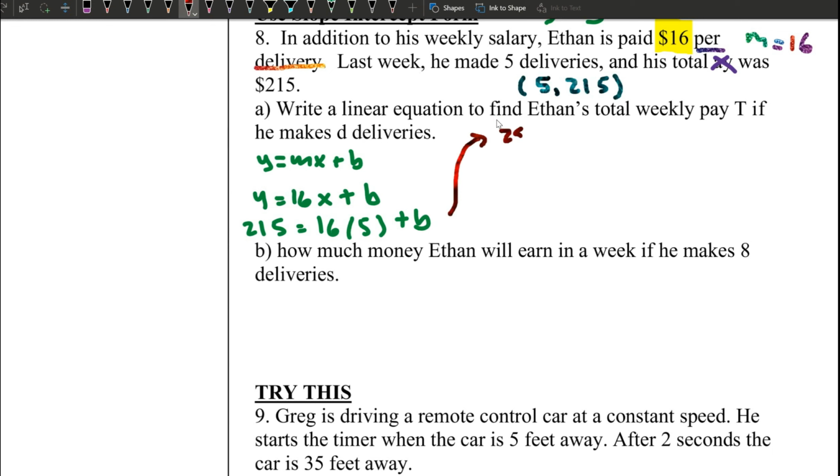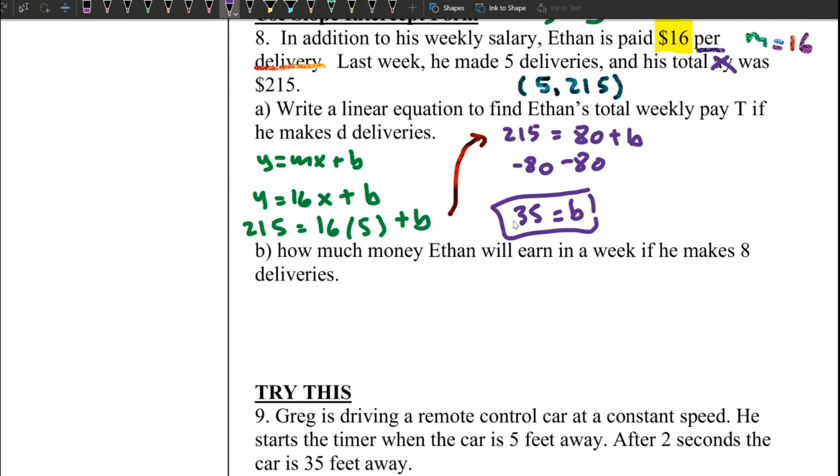That will give us 215 equal to 16 times 5, that's 80, 80 plus b. Then continue solving for b, you subtract 80 from both sides. That will give you 35 equal to b. So his initial value, or the pay that he had from the beginning, not counting delivery, is $35. So y equal to mx plus b. Y equal to slope is $16 per delivery plus 35 weekly salary.